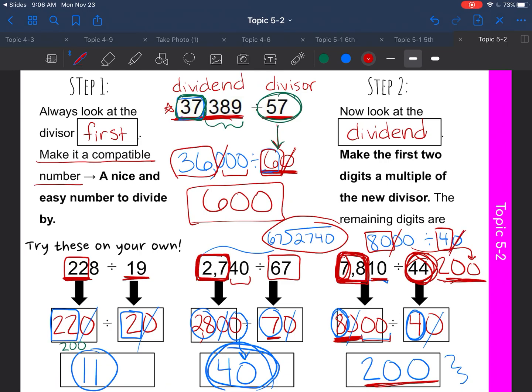All right, so complete those problems on the Google form and practice estimating to see if your answers are reasonable.